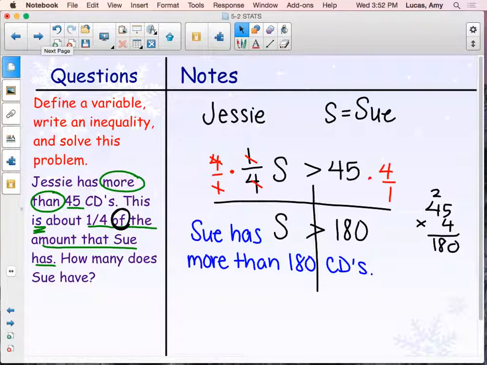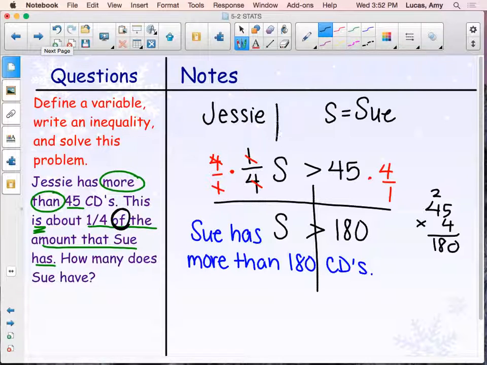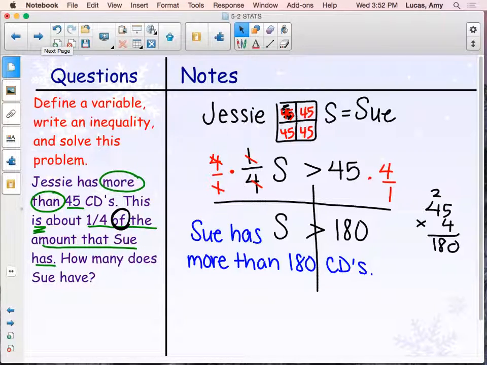So Jessie had more than 45. This is about 1/4 of the amount that Sue has. So if Jessie has 1/4 of the amount Sue has, Jessie has less. So we've got Sue's CDs, Jessie only has about 1/4. So my picture shows 1/4, and then Jessie has 45, so it should make sense that if each of these fourths were 45, Sue would have 45 times 4. So I believe my answer makes sense.